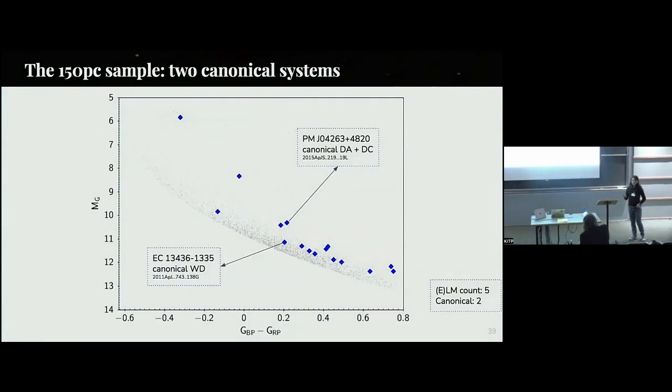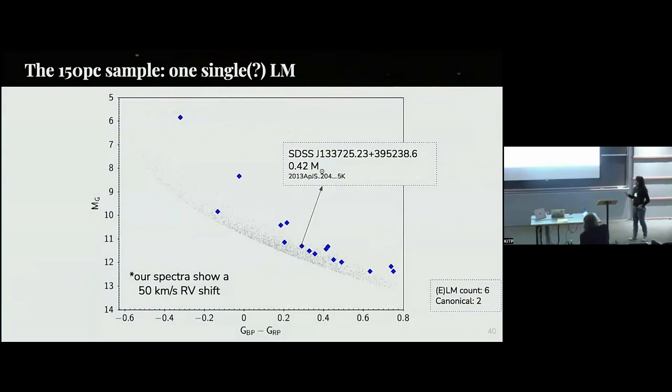2 are in the literature as canonical white dwarfs. One of them is a double degenerate system, and that's why it appears overluminous. And the other one has no binarity information, but so far it's just a canonical white dwarf. There is a low mass one that is published as single, but we took a second spectrum that shows a radial velocity shift, so we cannot rule out that it is a binary.